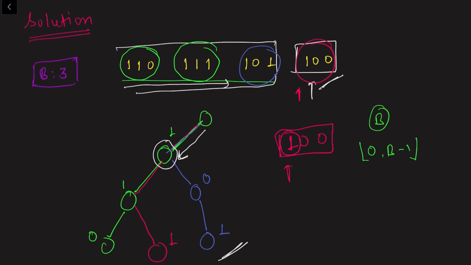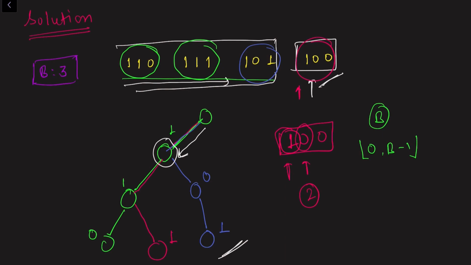Now from this node, we'll try to check the second digit. Okay, what is our second digit? This is our second digit. We say that we need 2 here. So from this node, I'll try to search for 2. And from this, we can clearly see that we don't have any node which corresponds to 2, right? We have just 2 nodes. The first one corresponds to 1, the second one corresponds to 0. Okay, so we cannot make it 2.